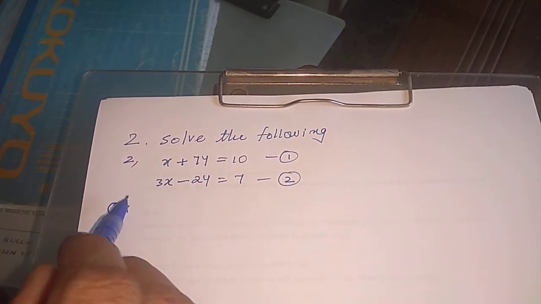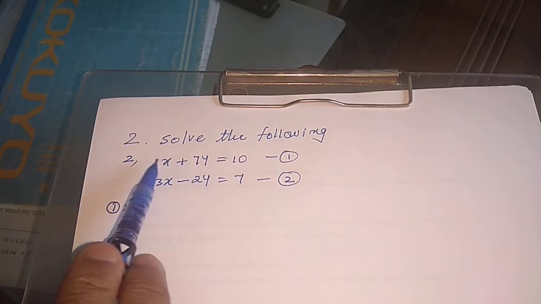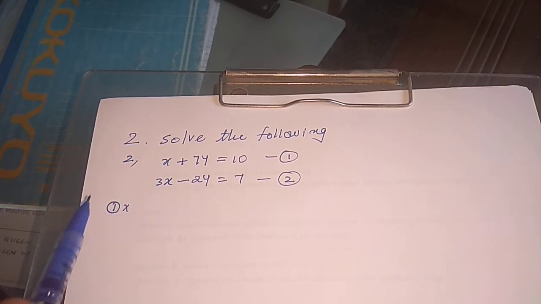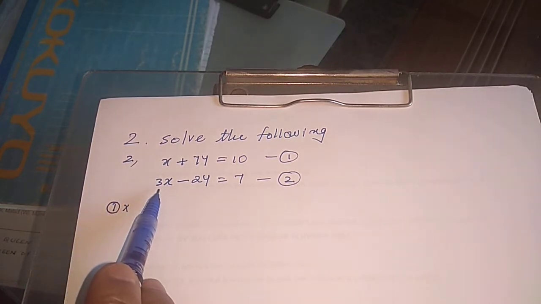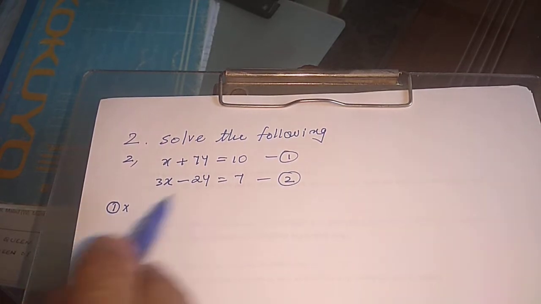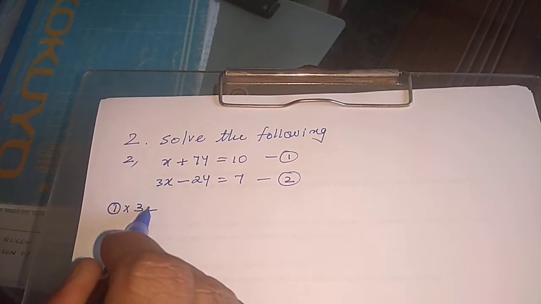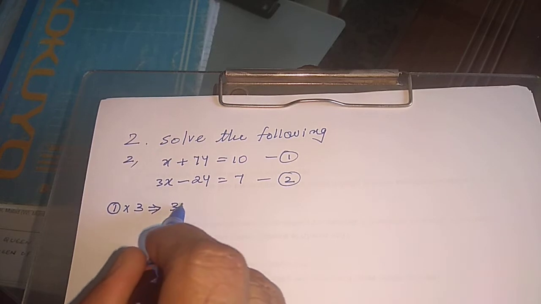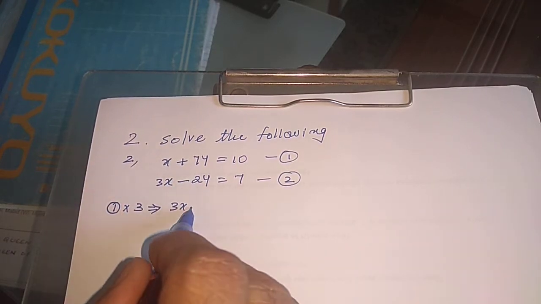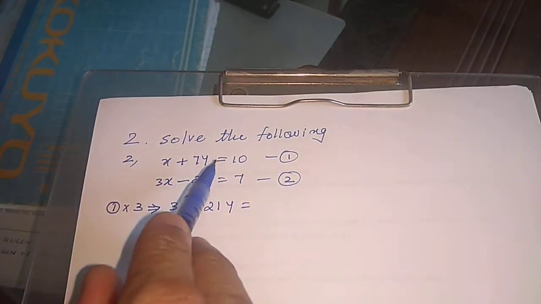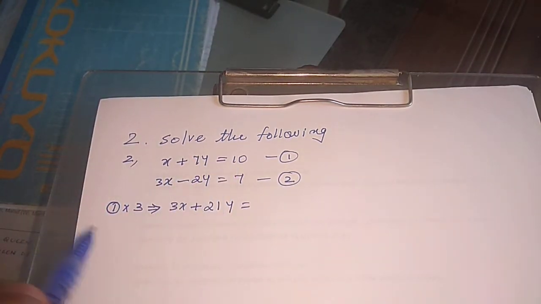Equation 1 we multiply by 3. This first equation we multiply by 3 to make the x coefficient 3. Here we have 3x in the other equation. So both are becoming 3, and with 3x we can subtract. So equation 1 multiplied by 3 gives us 3 into x, 3x, 3 into plus 7y, 3 7s are 21y, is equal to 3 10s are 30.